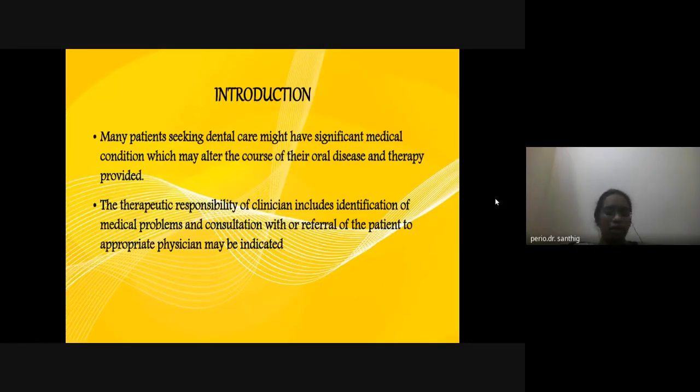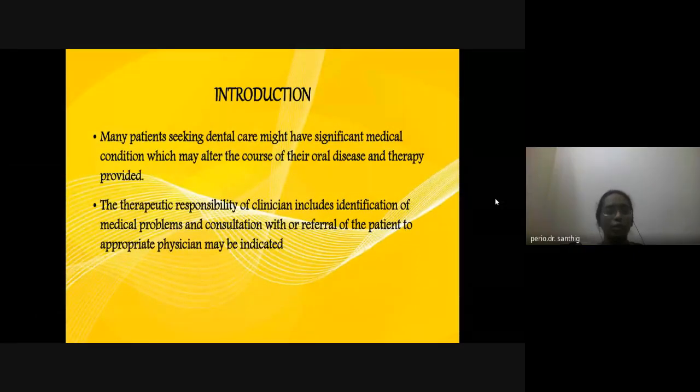Many patients seeking dental care might have significant medical conditions which will alter the course of their oral disease and therapy provided. We know that systemic conditions influence the oral diseases, and they also affect periodontal disease. So the therapeutic responsibility of the clinician includes identification of medical problems, and consultation with or referral of the patient to an appropriate physician may be indicated.